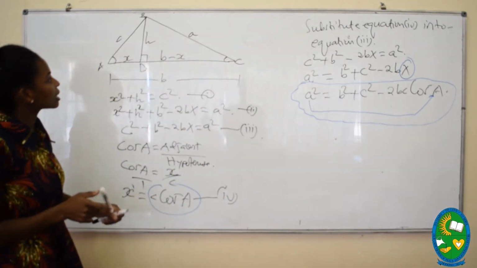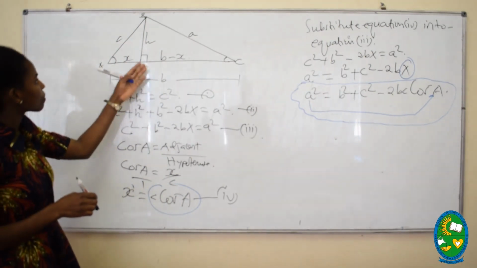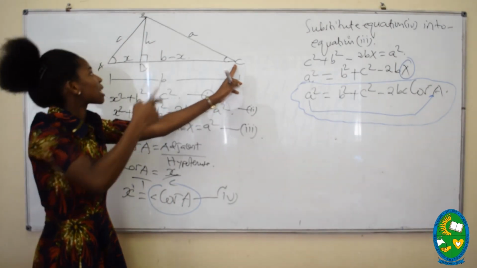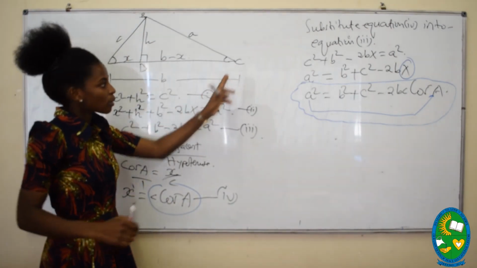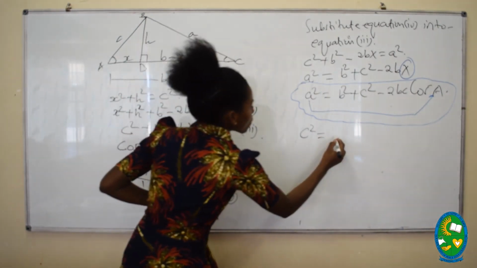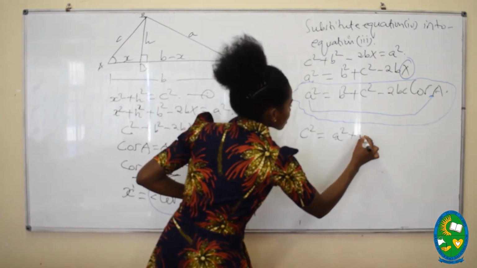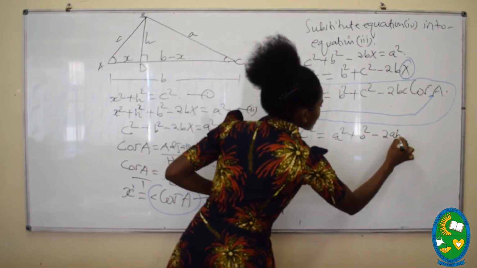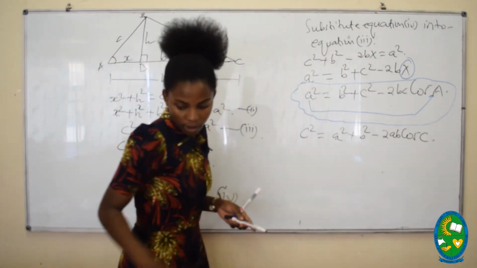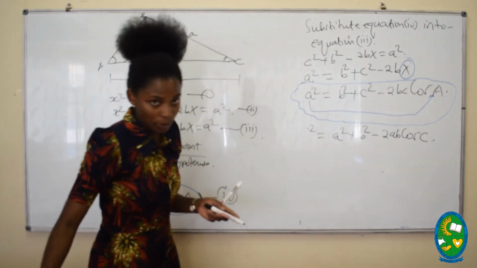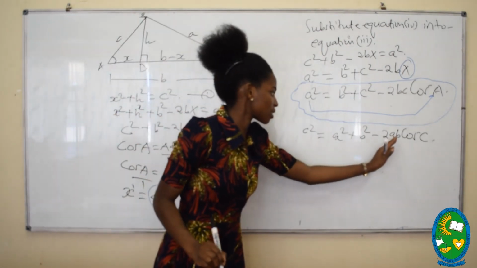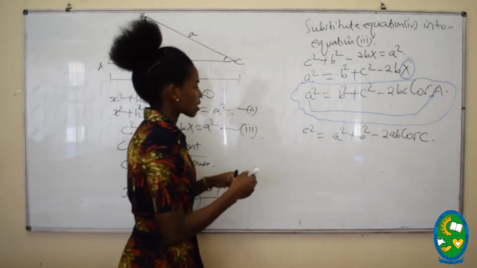And if we want to find side c, we consider angle C and its side, which is opposite. The formula will be c square equals a square plus b square minus 2ab cos of angle C. Also we relate, this is a small c, not a capital C. So c square equals a square plus b square minus 2ab cos of C. This is the second one.